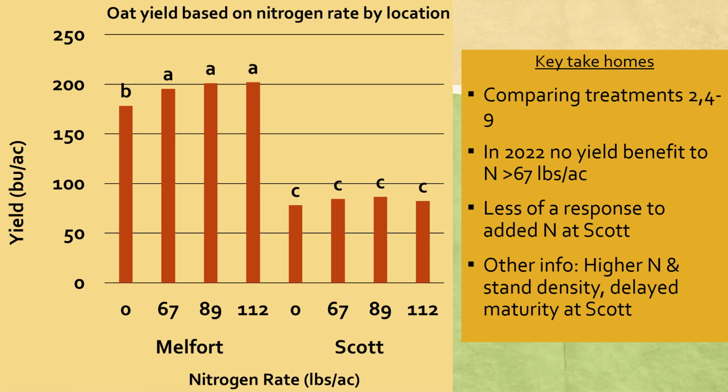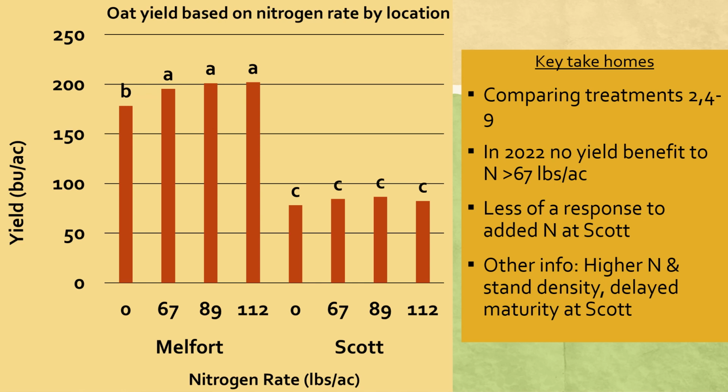But what I saw out of my rough economics was that while maybe there wasn't significant improvements in yield at Melfort by increasing that nitrogen rate beyond 67 pounds per acre, we did see that at the 89 pounds of nitrogen per acre, there was still a positive return on investment by adding that amount of nitrogen there. So just something to keep in mind. But at Scott, there was a negative return on investment for each addition of nitrogen beyond that check. So something to be mindful of.